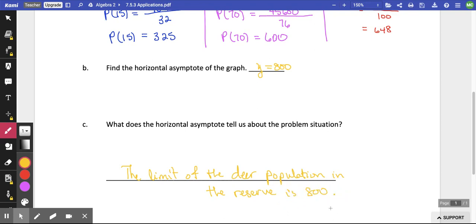Now, that's kind of an interesting concept. You would think that if they're in a reserve, maybe the population wouldn't have any limit whatsoever. They could just keep breeding and making more deer. However, the land that's there can only support a certain amount of population. At some point, there's not enough food or not enough space for each of those deer. So there is actually a limit. That means the number of deer in that reserve would never be more than 800.